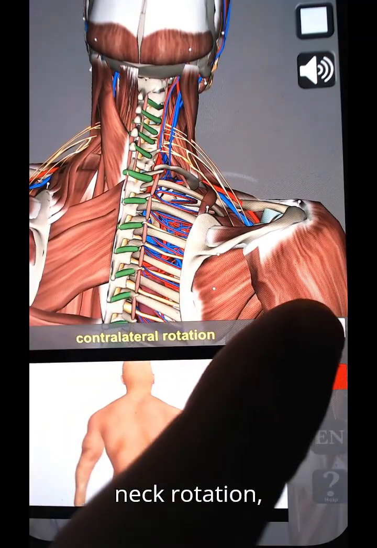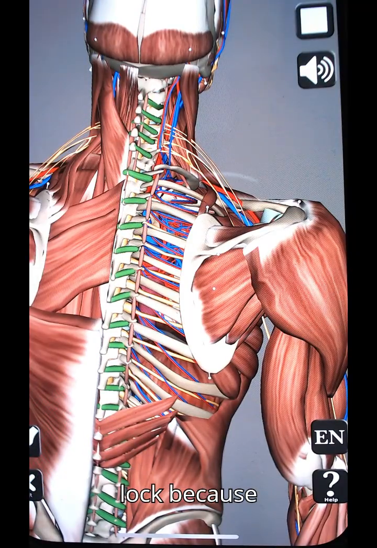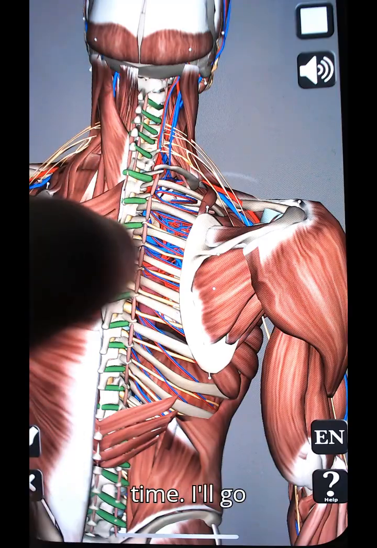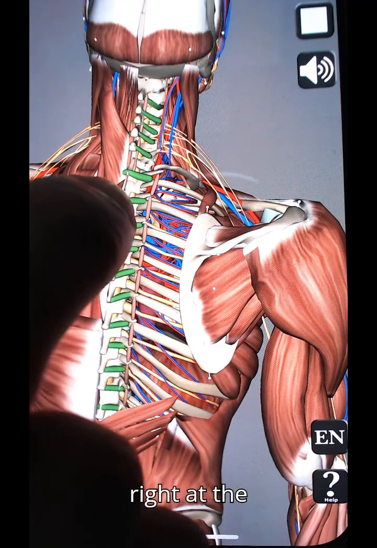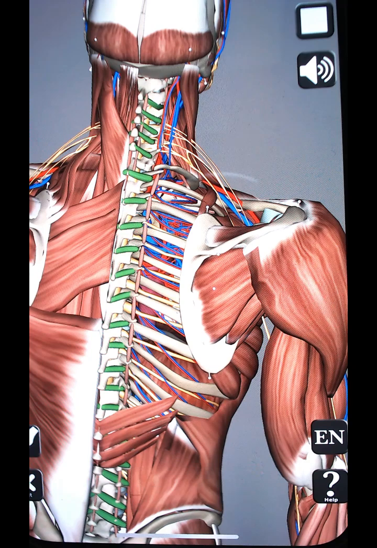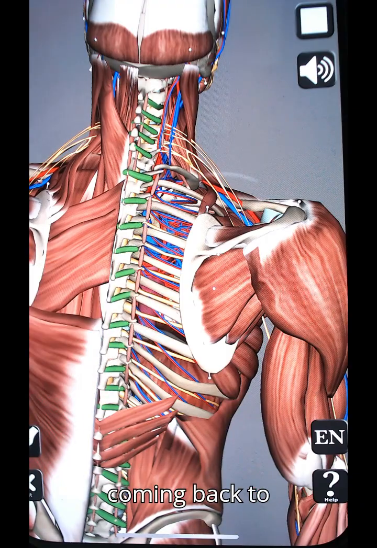So you can have a rotation of the neck that's causing your neck to lock because of one of these guys. And I will go through each one of those from time to time. It's kind of hard because you have to start right at the edge of the top of the bone and go to the next part of the spine. Got to be careful when you do those, but if you know how to do that, you're a very skilled massage therapist, and clients are definitely coming back to you.